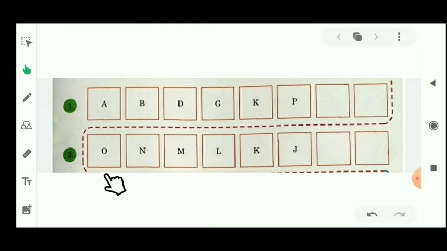Similarly, in question number 2, you can read the pattern firstly. O, N, M, L, K, J. That means these are in descending order. If we read according to the alphabet, these are in descending order. यानी कि O से पहले क्या आता है N, then M, M से पहले L, L से पहले K, K से पहले J, J से पहले I, I से पहले H. That means here will be I and here will be H.